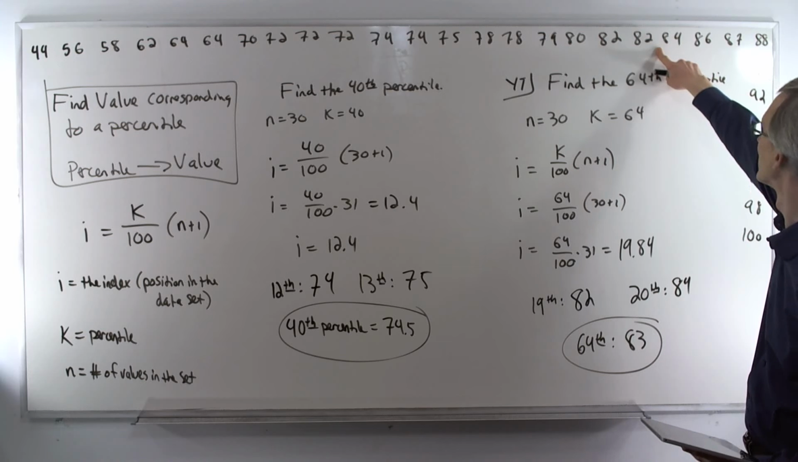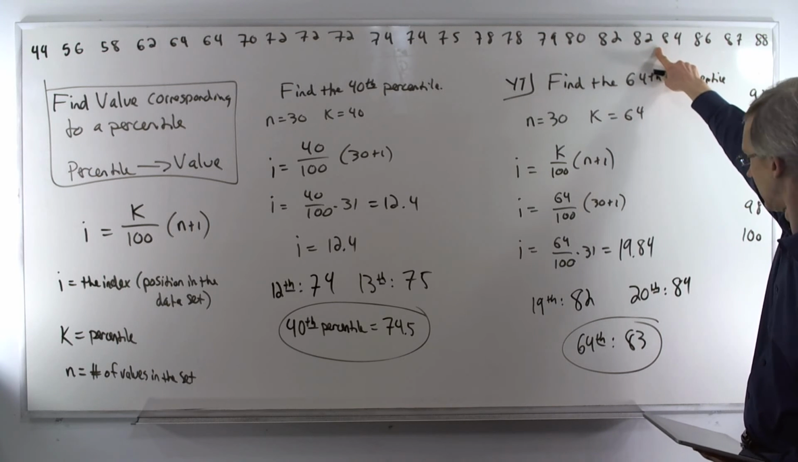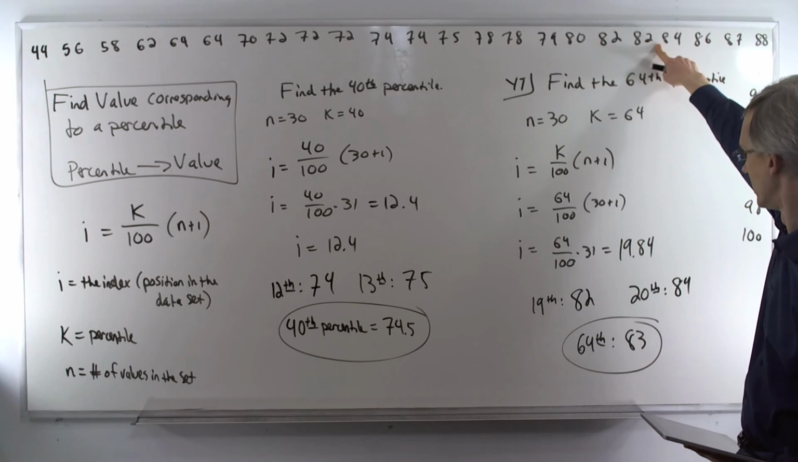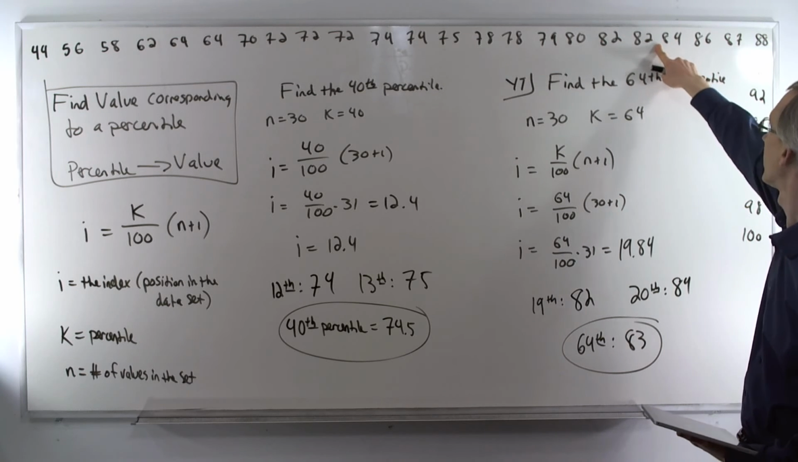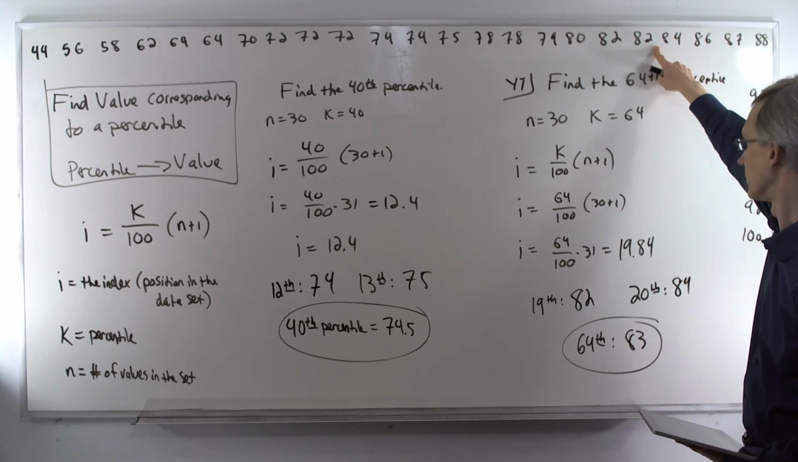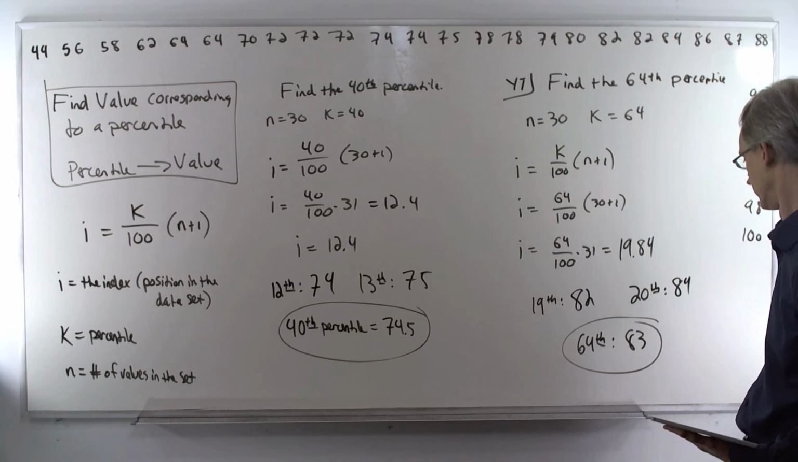And notice that the number does not have to be in the data set. 83 is not in this data set, but it's still a percentile from the way we calculate it. So that means 64% of the values are going to be less than 83, and 100 minus 64, which is 36%, of the values are going to be greater.